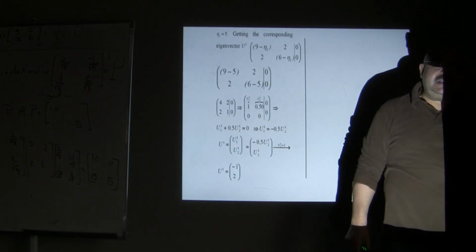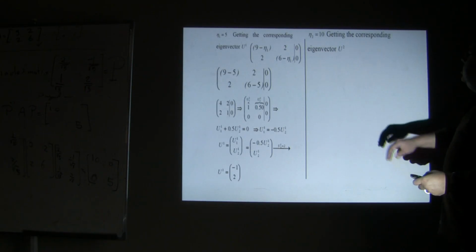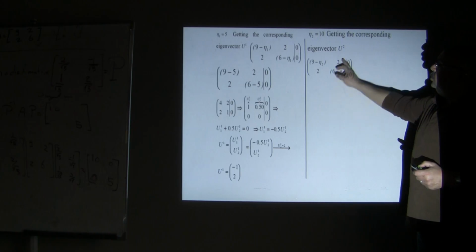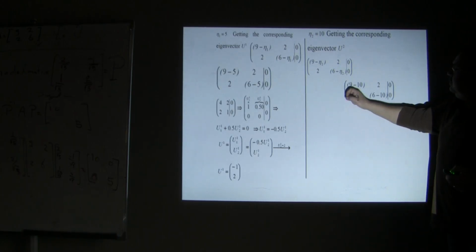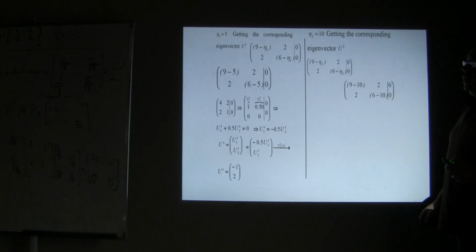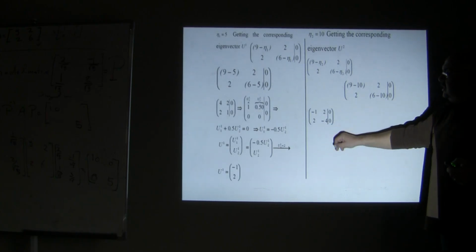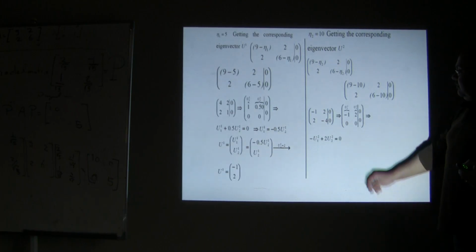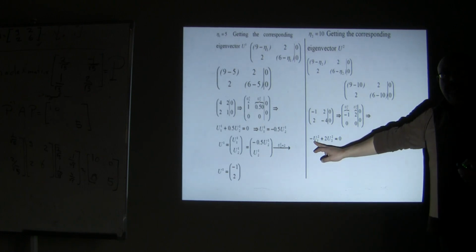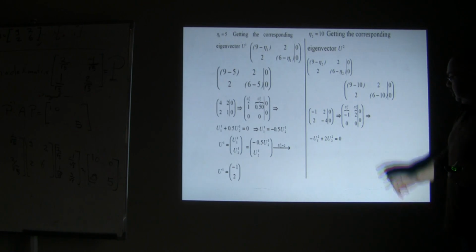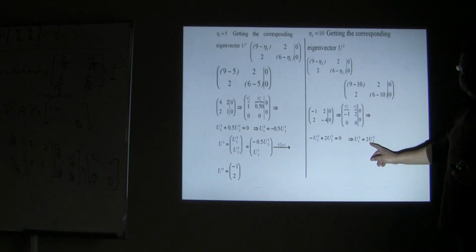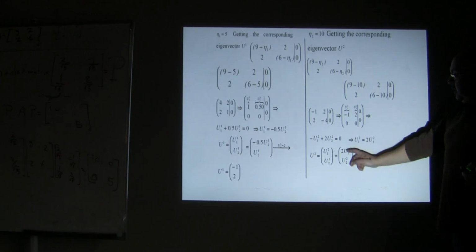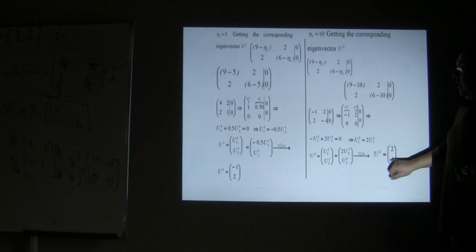I will repeat the same exact steps, but this time using lambda 2 equal to 10. So I will make the substitution 9 minus lambda 2, 2, 2, 6 minus lambda 2, which is simply 9 minus 10, 2, 2, 6 minus 10. Continuing the steps, I multiply by negative 1, then multiply by 2 and add. Now I have my relation connecting the components of the second vector, so u21 is equal to 2u22. I will use 1 for u22 in order to get my vector, so the vector is 2 and 1. Now I have the two vectors.